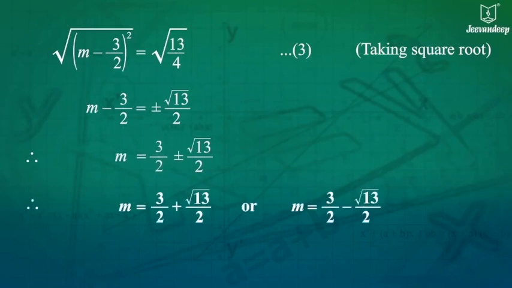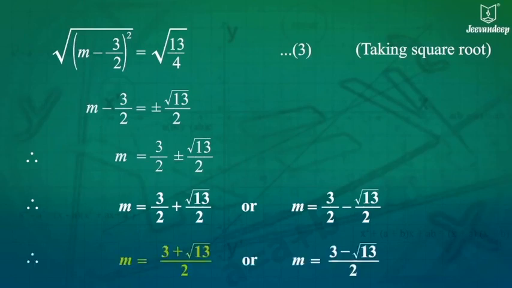Thus, m is equal to 3 by 2 plus root 13 by 2, or m is equal to 3 by 2 minus root 13 by 2. Therefore, m is equal to 3 plus root 13 upon 2, or m is equal to 3 minus root 13 upon 2.